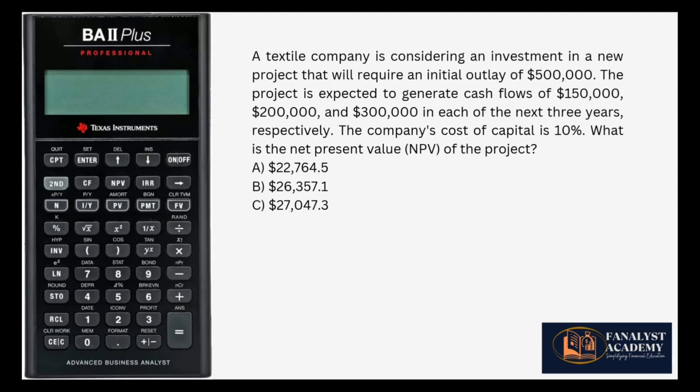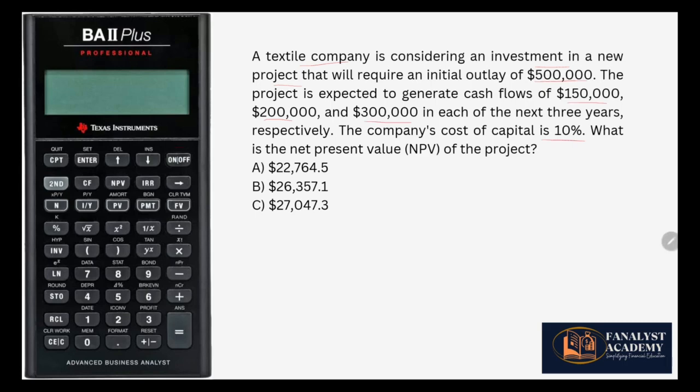So let's look at this question. We have a textile company, and this textile company is considering an investment in a new project. This project requires an initial outlay of $500,000. The project is expected to generate cash flows of $150,000 in the first year, $200,000 in the second year, and $300,000 in the third year. Now, the company's cost of capital is 10%. We are asked to compute the NPV for this project.